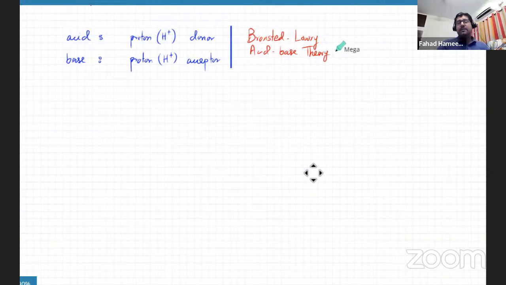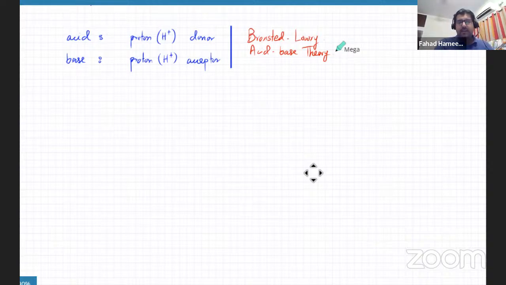So you might get a question: according to Bronsted-Lowry acid-base theory, what is an acid? So it's the same thing. Just remember Bronsted-Lowry acid-base theory. This is the definition according to Bronsted-Lowry, and there are other definitions out there which are not in your course.